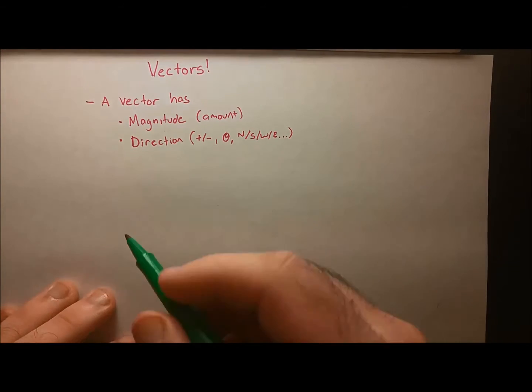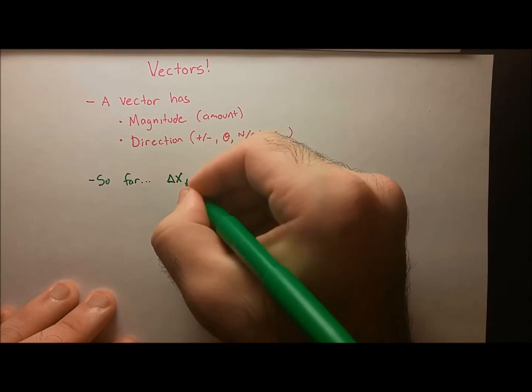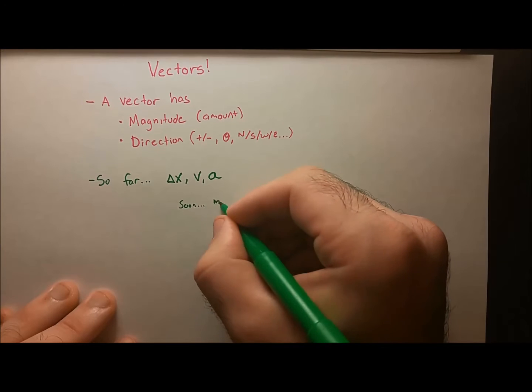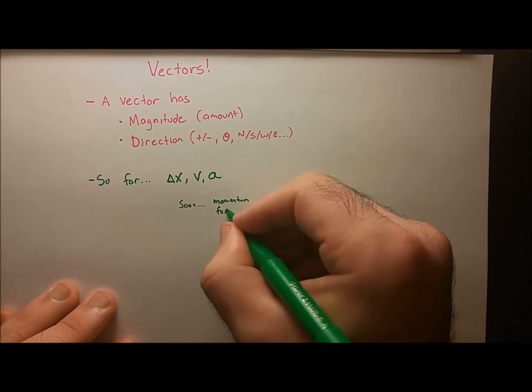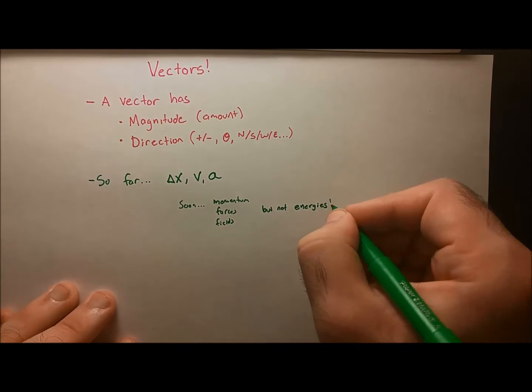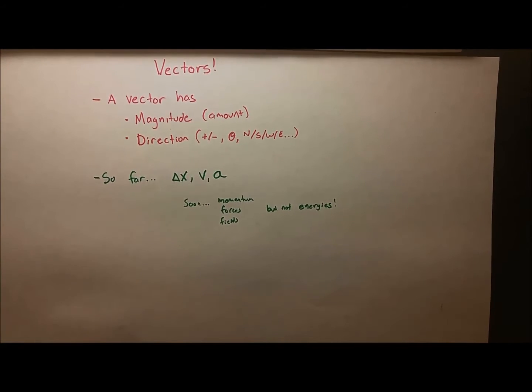So far, we only have three quantities that do that. Those are displacement, delta x, velocity, and acceleration. But in the future, we're going to have a bunch more. For example, momentums, forces, fields. But energies are not. Two energies can't take away from each other, so energy does not depend on direction.